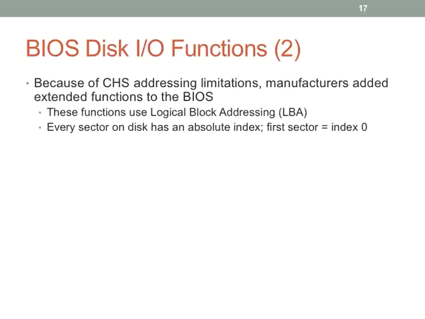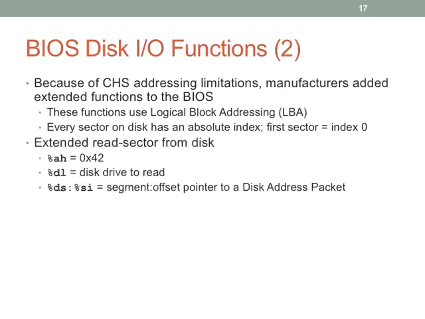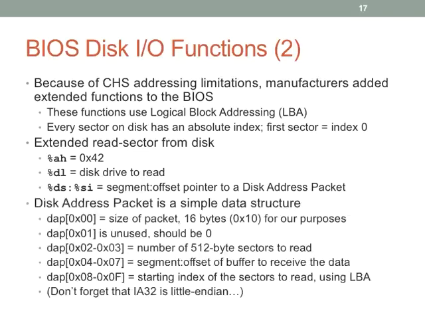So there were a lot of limitations with cylinder head sector addressing, and so people created a new one called logical block addressing, where basically you just have a single index, starting at 0 all the way up to the maximum sector number on the disk. And so you had extended read sector, which is AH is 42, and then you have DS:SI is this disk address packet. And I say it's a simple data structure, except programming simple data structures in assembly language is not simple. But these are the various things that you specify.